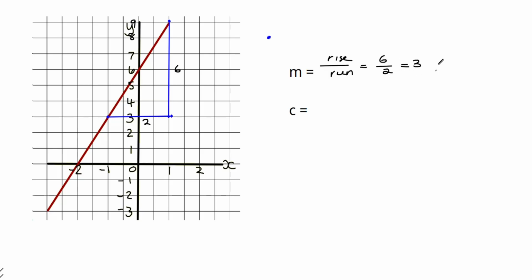So the gradient is 3, and the y-intercept, what value does that graph cross the y-axis? It's 6. So remember, a straight line graph is y equals mx plus c, so it's y equals 3x plus 6.